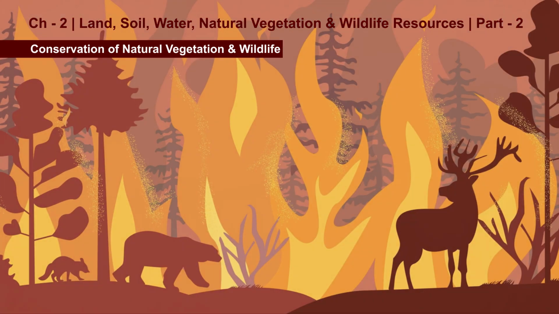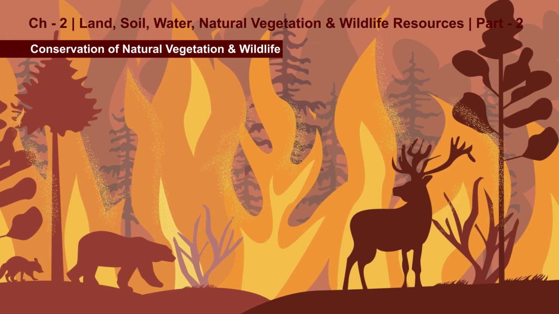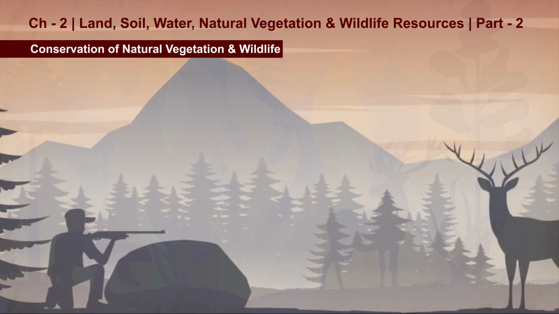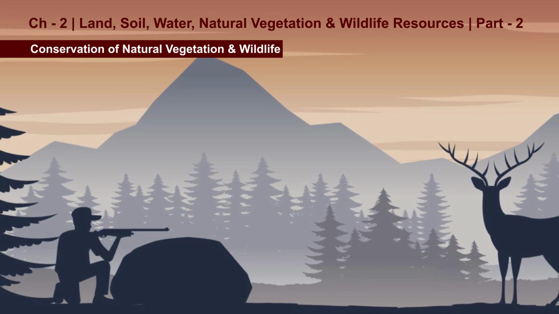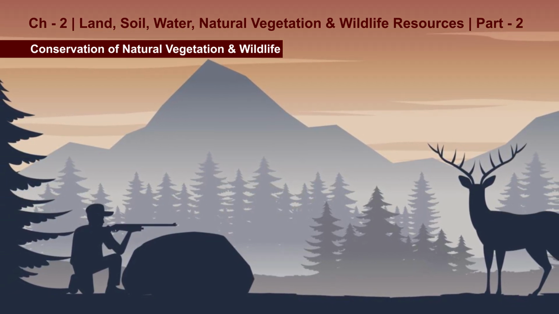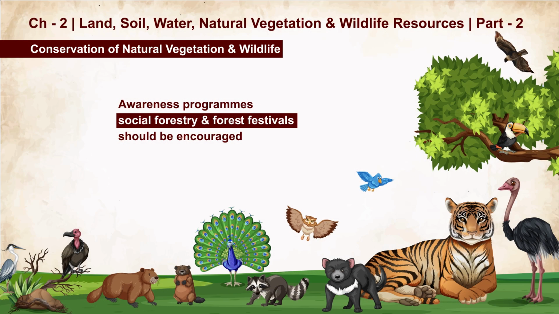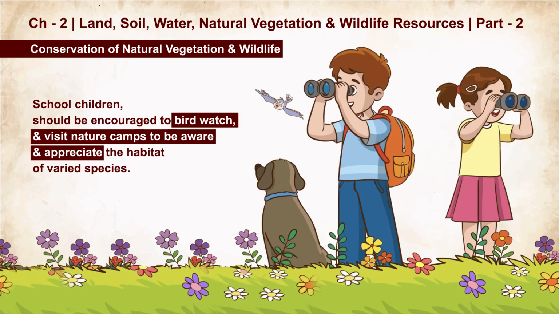Human activities in several parts of the world have disturbed the natural habitats of many species. Due to indiscriminate killings, several birds and animals have either become extinct or are on the verge of extinction. Awareness programs like social forestry and forest festivals should be encouraged at the regional and community level. School children should be encouraged to bird watch and visit nature camps so that they can be made aware and appreciate the habitat of varied species.